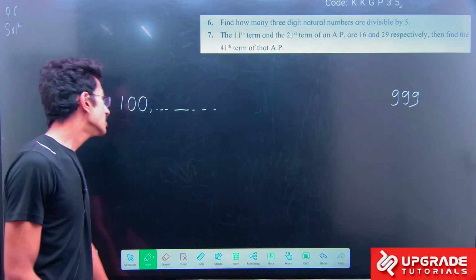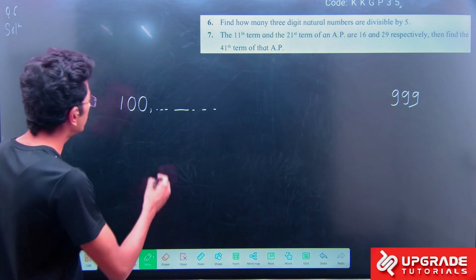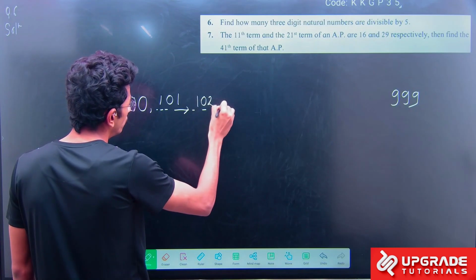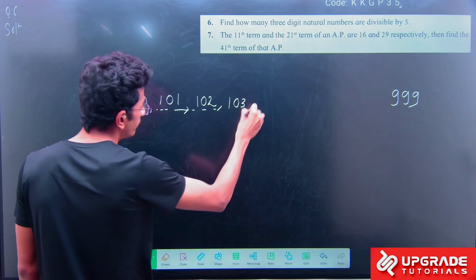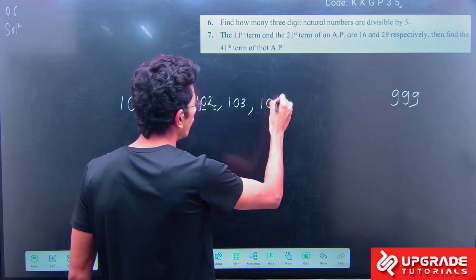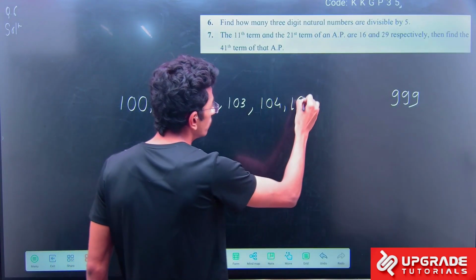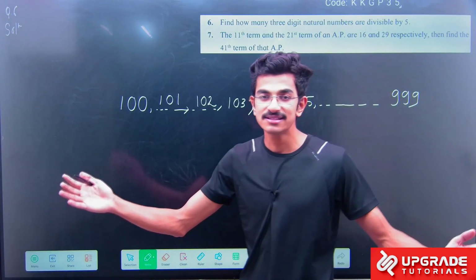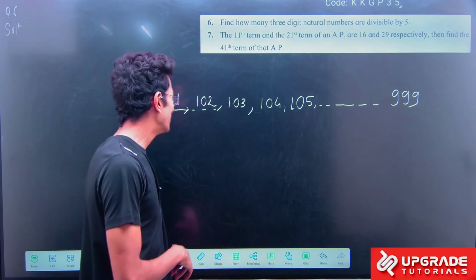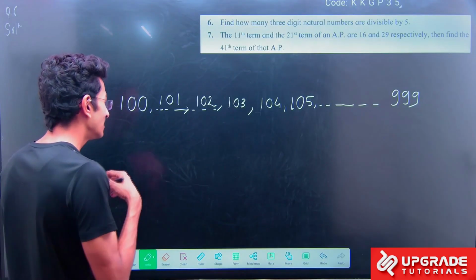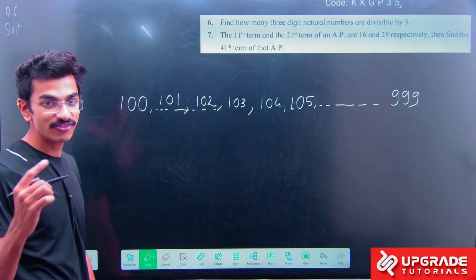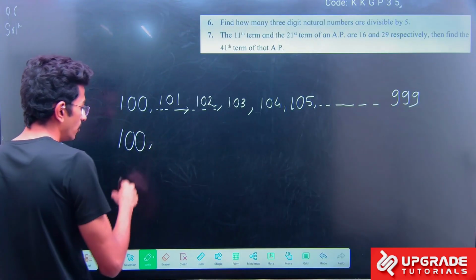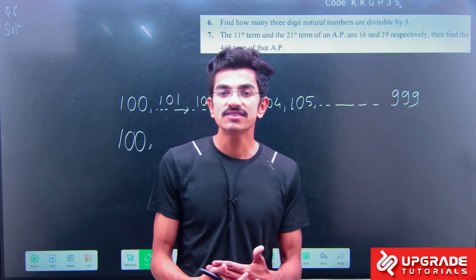Okay. So 100. After 100 the number comes 101. Then it comes 102. Then 103. Then 104. 105. And so on. We will end up whole session by writing the numbers. Okay. So the first number which is divisible by 5, it is 100. Yes. What will be the next number which is divisible by 5?